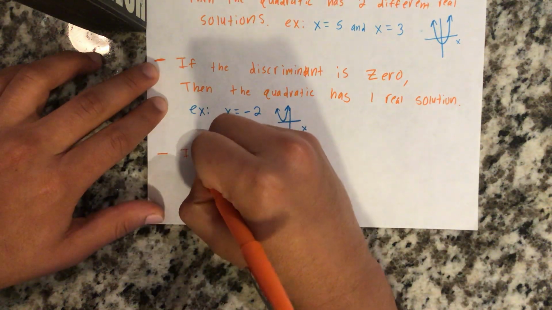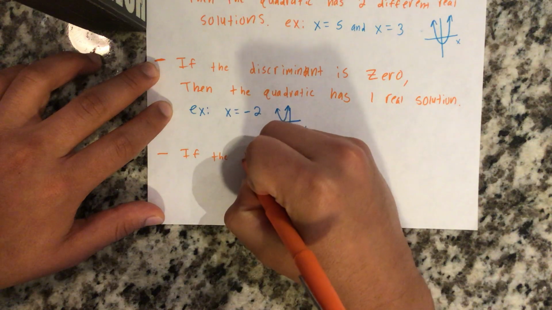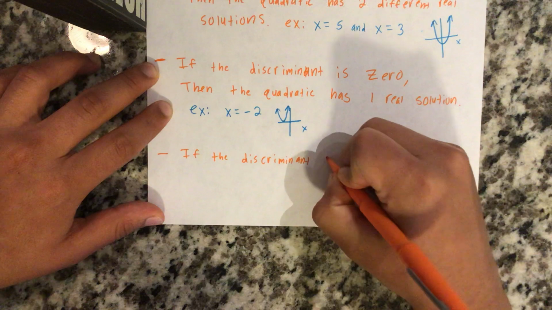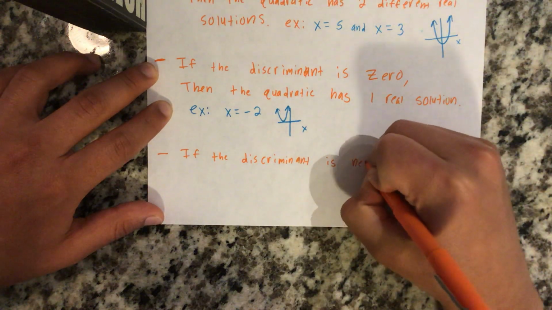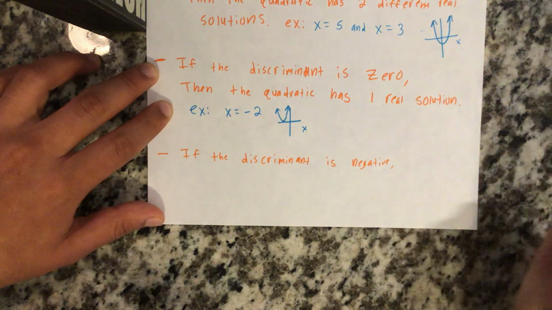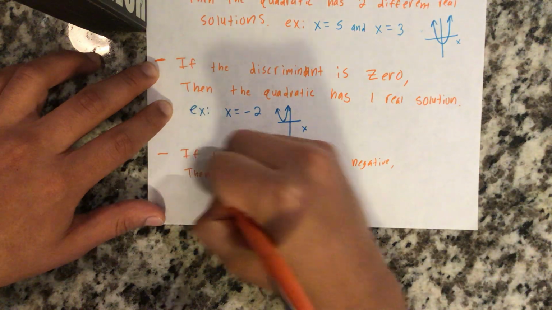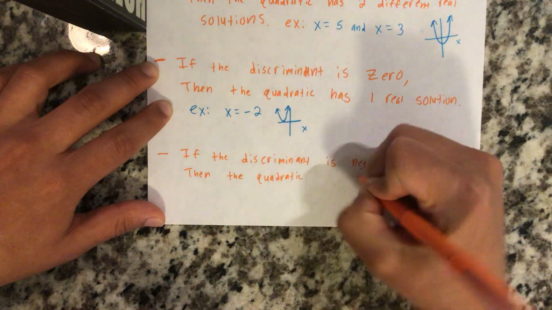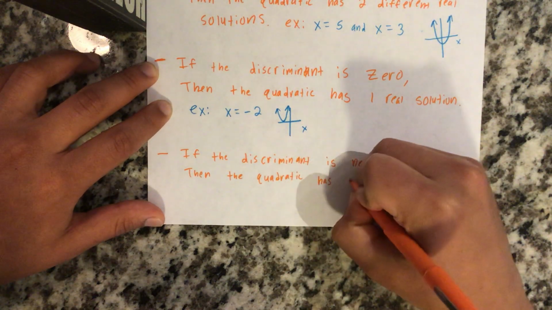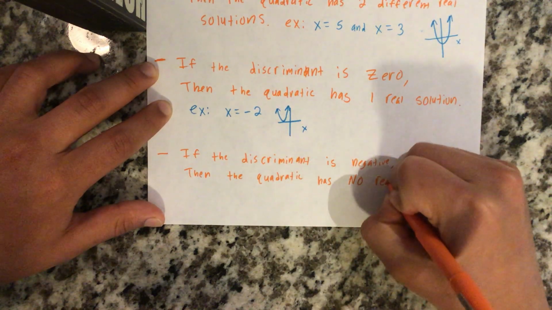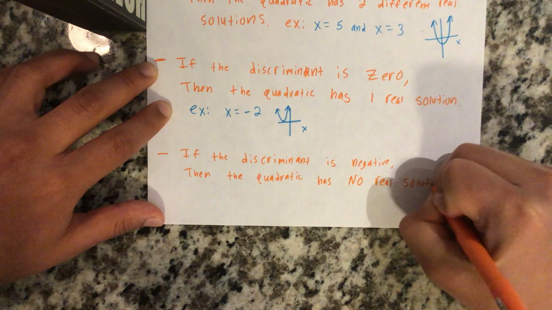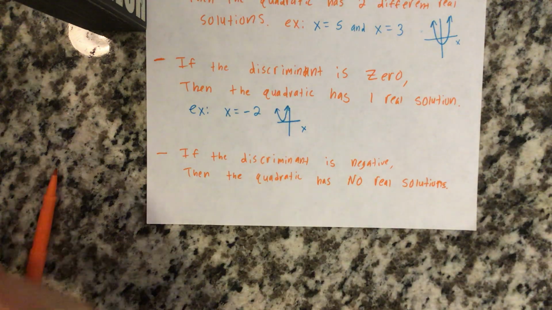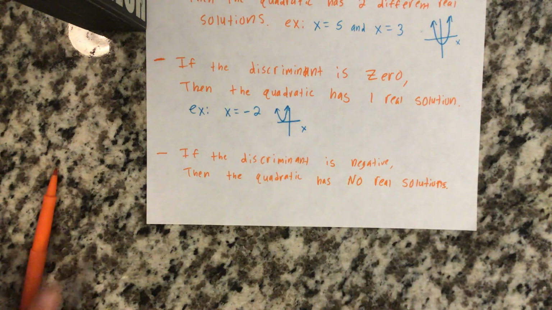If the discriminant is negative, then the quadratic has no real solutions. Remember, when you get this, all you have to do is write no real solutions.